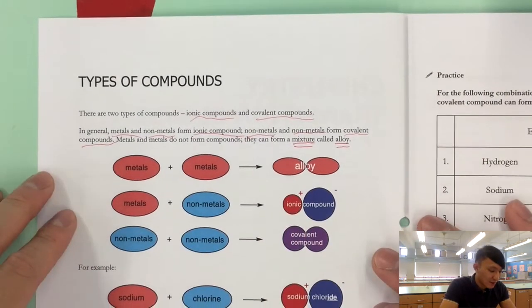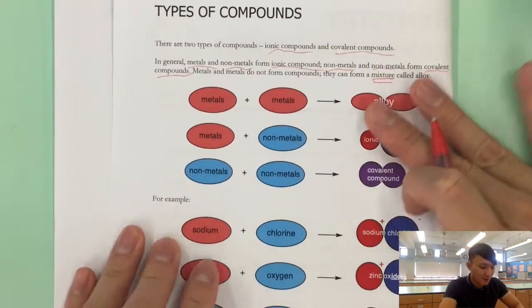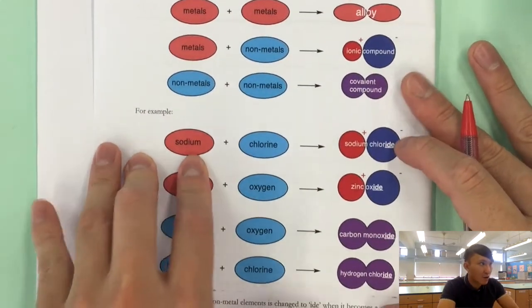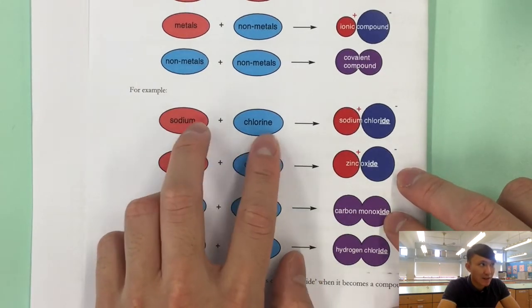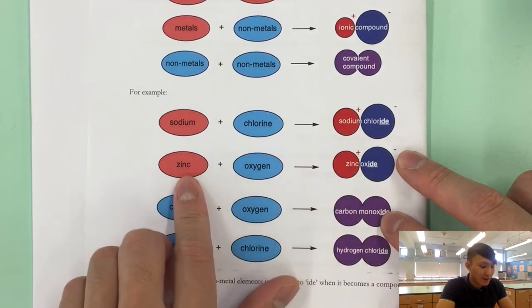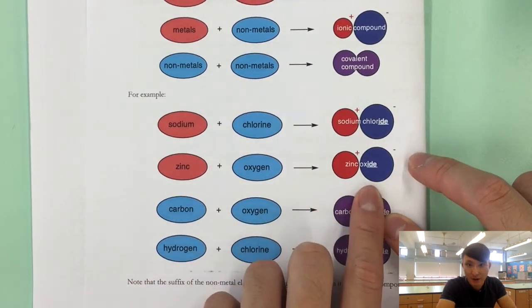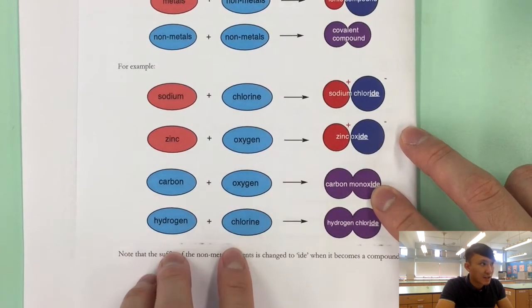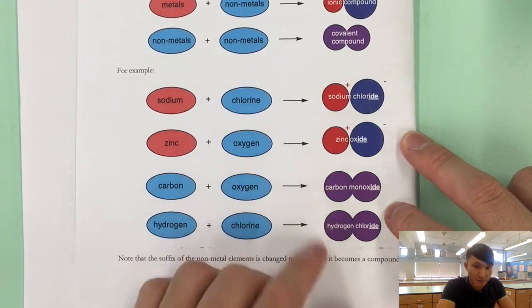Down here we have some actual examples. Some of them you may already know. For example, sodium is a metal, chlorine is a nonmetal, and they react to form sodium chloride. Zinc and oxygen, again a metal and nonmetal combination, give you an ionic compound. For these, both are nonmetals, so they will form a covalent compound.